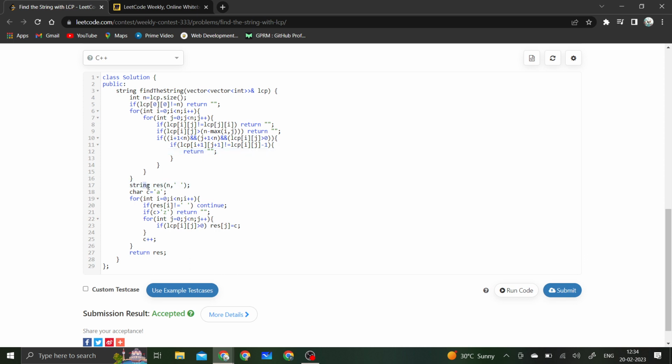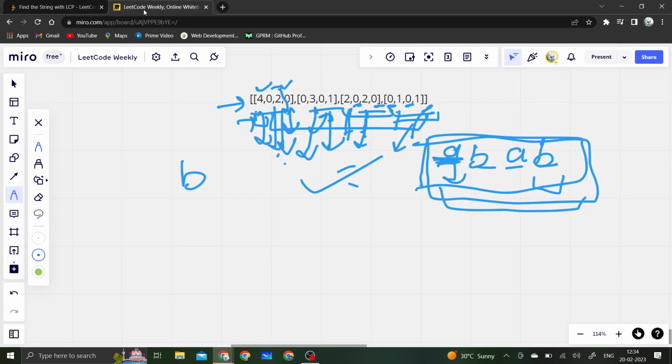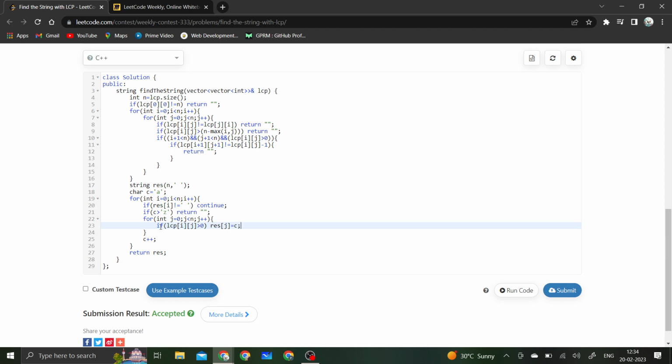Now we will create our string res, right? Here first we have initialized the string to blank characters. Then we are traversing in each and every row, and we are starting with the character A, and we are finding all the places where we can fill this character. So we will fill all these places with A, right? Then for the first row after we traversed, we chose B, and then we are filling B.